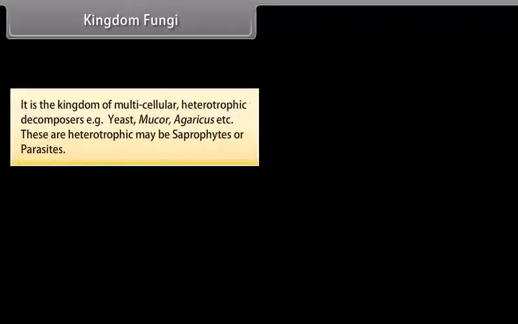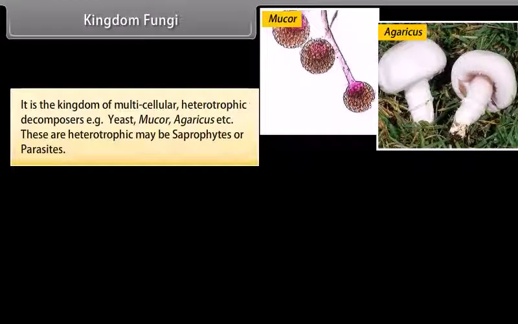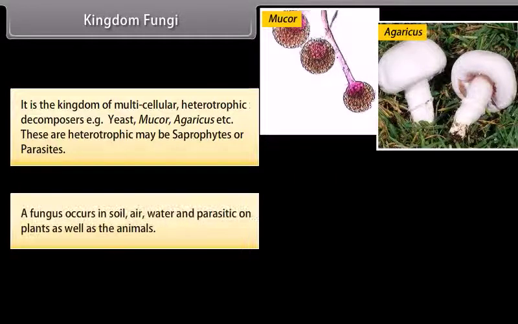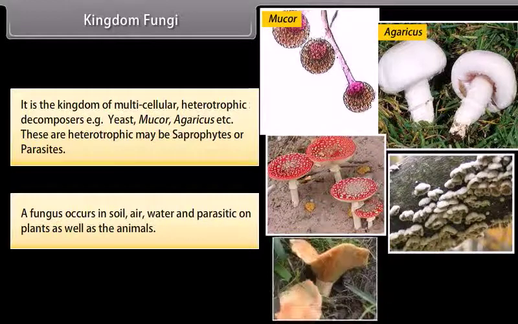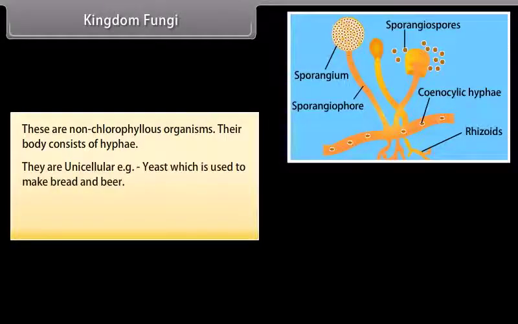Kingdom Fungi. It is the kingdom of multicellular heterotrophic decomposers. For example, yeast, mucor, agaricus, etc. These heterotrophs may be saprophytes or parasites. A fungus occurs in soil, air, water, and is parasitic on plants as well as animals. These are non-chlorophyllous organisms. Their body consists of hyphae. Some are unicellular, for example, yeast, which is used to make bread and beer.